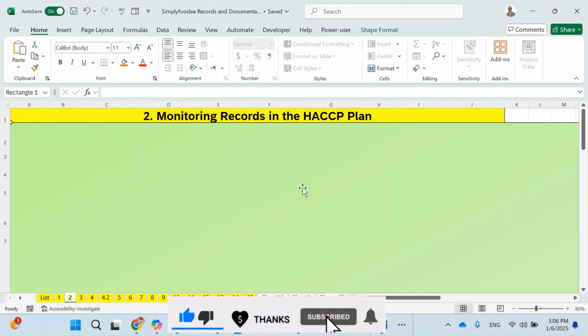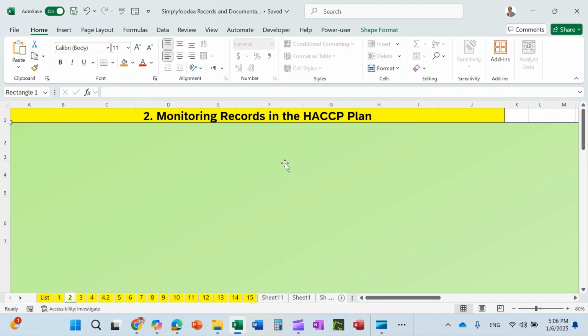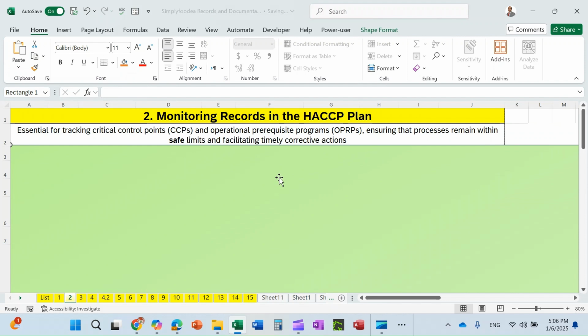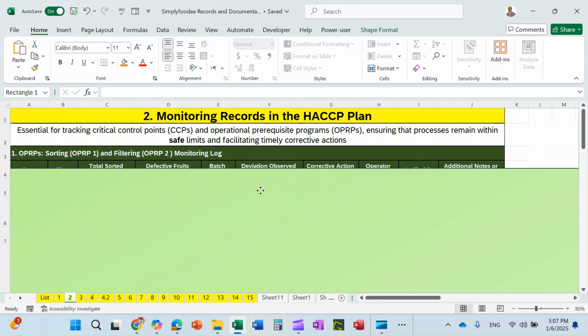Let's continue with the second part in our records and documentation. This part will be the monitoring records in the HACCP plan. Why are the monitoring records very critical? Because they are essential for tracking any critical control points or operational prerequisite programs, while ensuring that processes remain within the safe limits, facilitating timely corrective actions, and ensuring the responsibility and accountability of the team members of the facility.